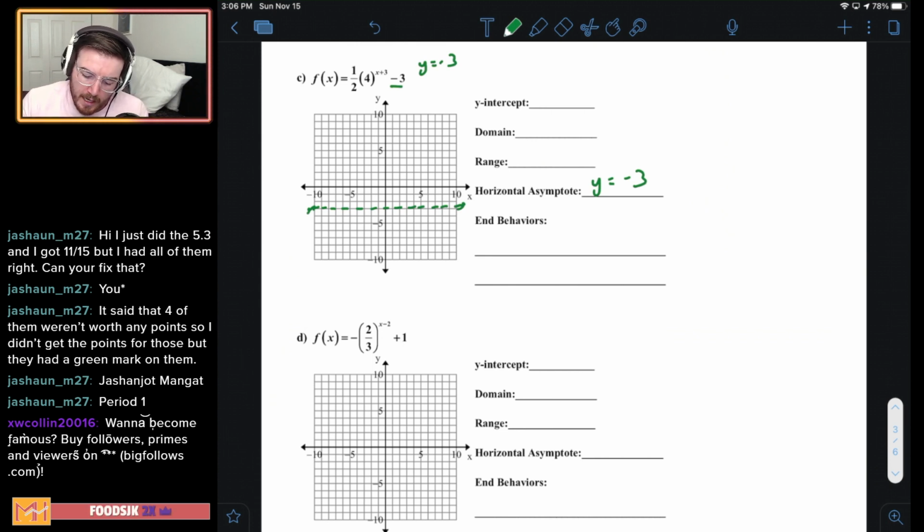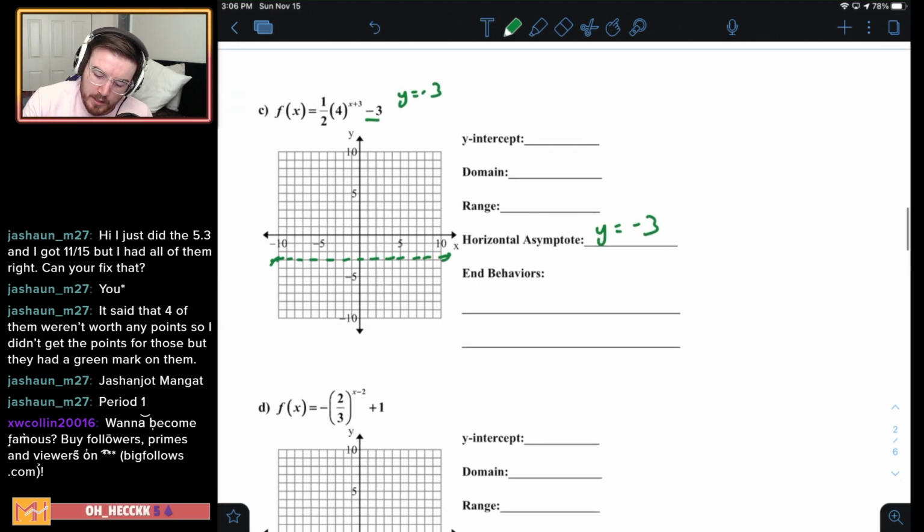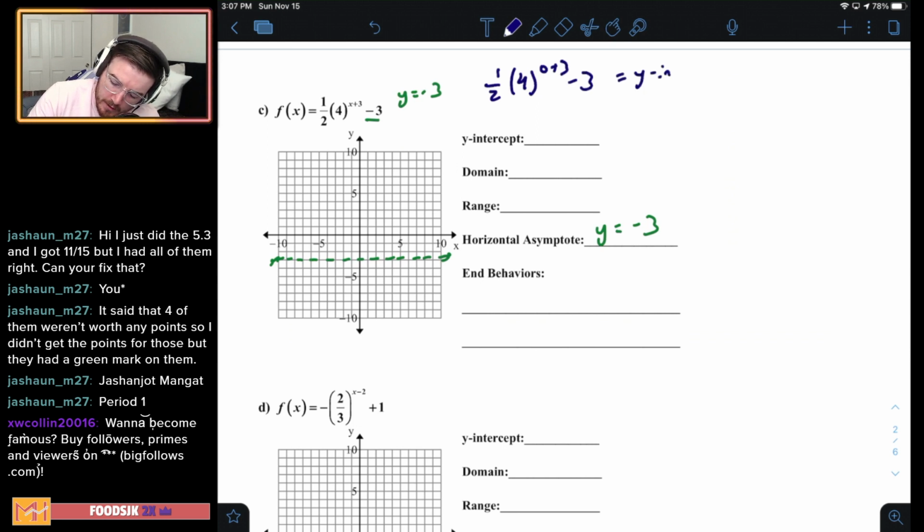This asks for a y-intercept. A y-intercept is where it crosses the y-axis, right? Or in other words, when x is 0. When x is 0. So plug in 0 and you'll get your y-intercept. So 0 plus 3 is 3. 4 to the third. 4 to the third is 64. 64 divided by 2 is 32. And 32 minus 3 is 29.